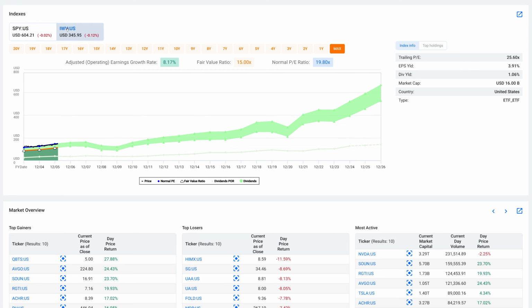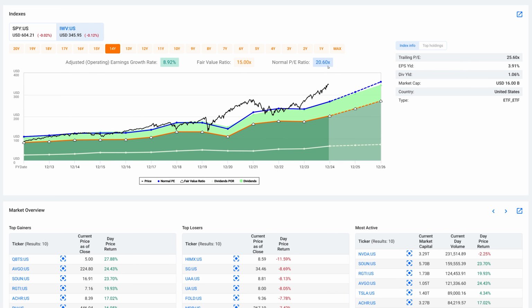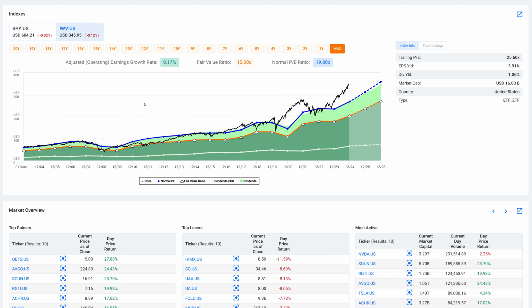Now, the other ETF that I have on here is the Russell 3000, and it's very similar to the S&P 500. It has the same, I'm going to call it, 15 to 20. Now, it says 19.8. That's 20, okay? This is a range. These lines, again, are going to change if I change the time frame. Here, the normal PE is 20.6. So I want people to realize that these are ranges when you're drawing these graphs.